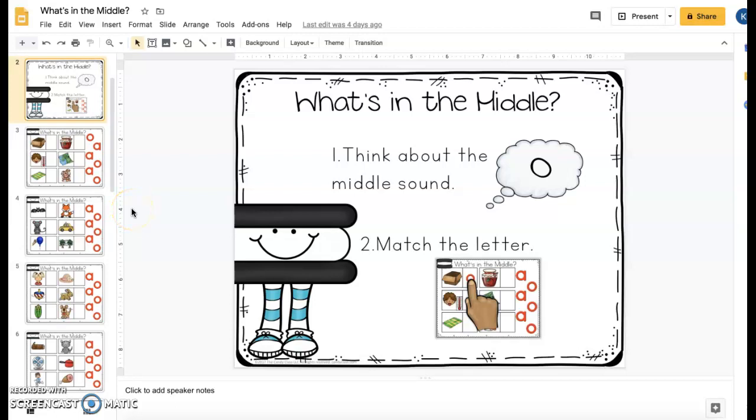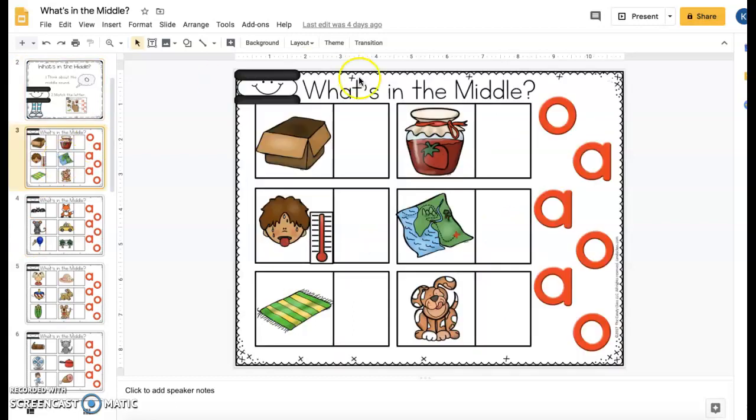Hi friends, today we're going to learn about another new CVC activity. This one is called What's in the Middle? And look over here, we have my friend that looks like an Oreo because the best part of an Oreo is the middle. So today we're going to think about the middle sound and then match the letter to that sound. Okay, so I'm going to show you an example with the first one.